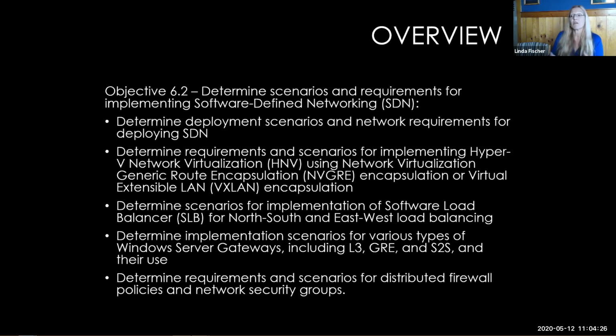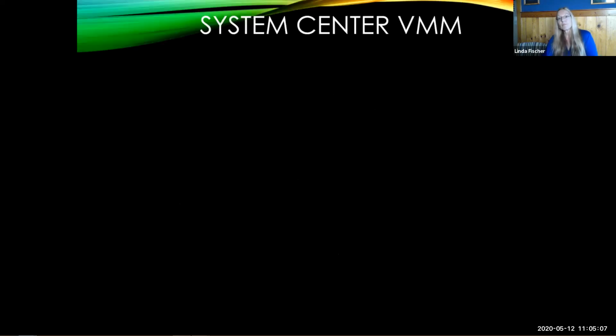And NVGRE, which is generic routing encapsulation, is something in Cisco we do at like a CCNP level. So here we're talking about virtualized generic routing encapsulation. And we're going to be talking about VXLANs. And VXLANs are the VLAN management for our extensible cloud resources. So we're quite familiar with VLANs. Well, we've got VXLANs now. We're going to talk about software load balancers and different scenarios for Windows Server gateways and policies for firewalls.